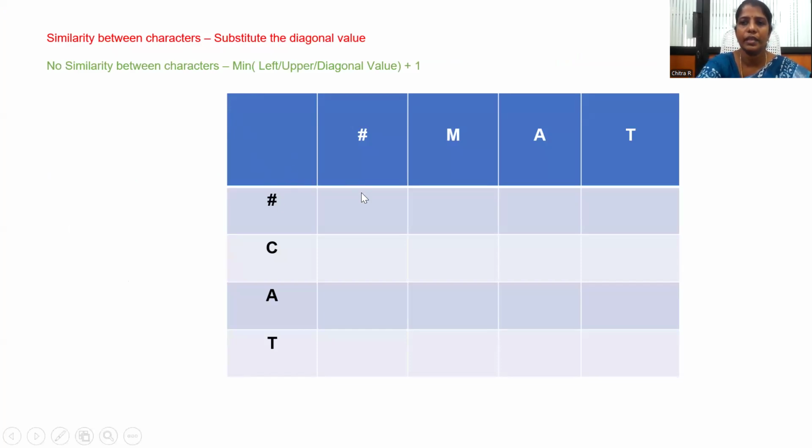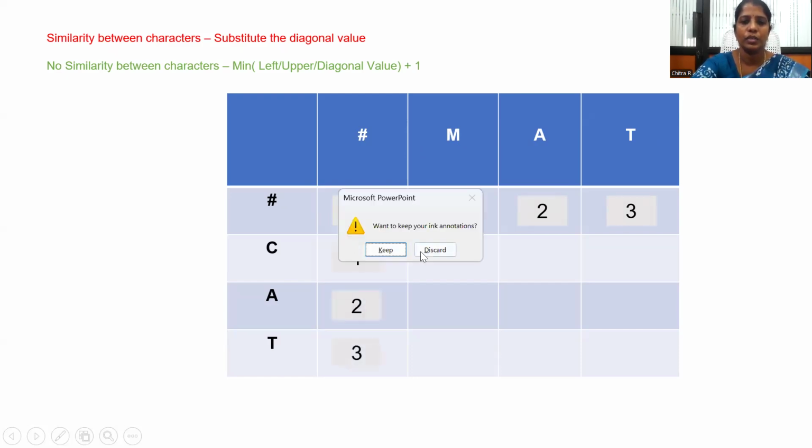First, before doing anything, form the two-dimensional array, a 2D array. In the row, write one string, and in the column, write another string. The first string is written in the row and the second string is written in the column. For example, in this example, I am taking mat as well as cat. I am going to find the minimum edit distance between mat and cat. To find the distance between mat and cat, first write mat in the row and cat in the column. The next step is to include 0 in the first diagonal. Here, this is the first diagonal. In the diagonal position, you include it.